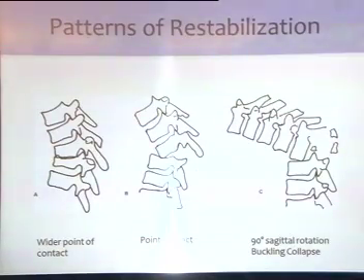He also, in another article, showed 3 basic methodologies of restabilization, where if there is a wider contact, then the deformity stabilizes and there is no further progression. If there is a point contact, then the deformity is likely to progress, but not significantly. And if there is a 90-degree sagittal rotation of the upper vertebrae, wherein the vertebrae comes down and hits the lower vertebrae, then he calls this a buckling collapse. In this situation, the lengthening of the growth plate actually occurs in the reverse direction, and you tend to get a longer vertebrae along the horizontal axis rather than the vertical axis.